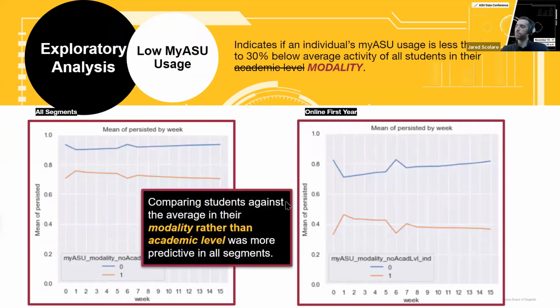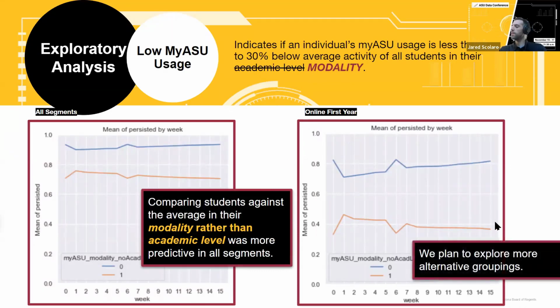So again, just comparing students against the average in their modality rather than academic level was more predictive in every segment. And then we're going to probably explore more alternative groupings. Maybe modality is good, but there could be another one that might be better. So again, always continually trying to refine and improve and re-examine our process.